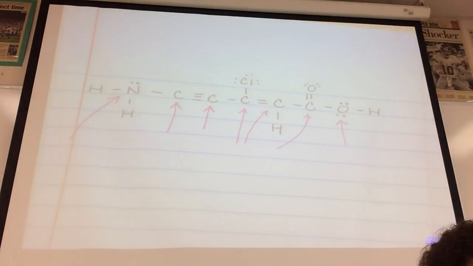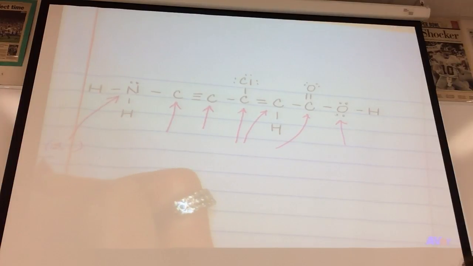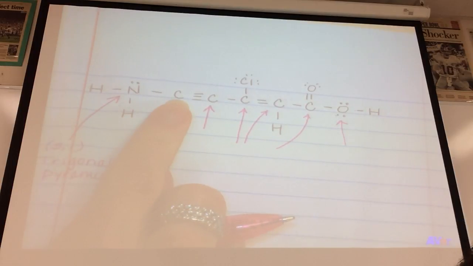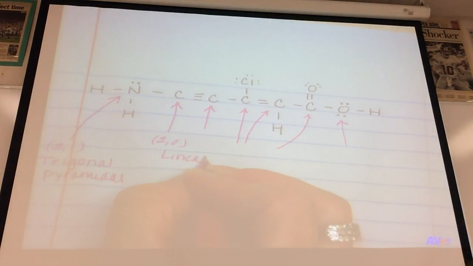Ready? This N, here's my approach, I'll help you with the first, is directly attached to 1, 2, 3 atoms, has a lone pair on it. So a 3-1 is what? Trigonal pyramidal. Okay, how do we do this one? Directly attached to 1, 2, no lone pairs. That's linear. What's that one? Same thing.